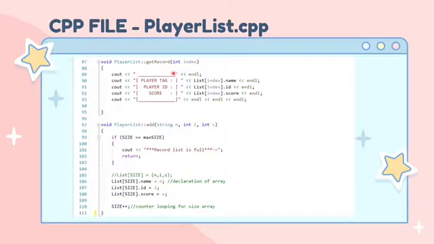This get record function is used to display the player's tag, player's ID, and scores of the players that we have searched in the search function just now. And then this is the definition of the add function. It is used to add a new player's record in the array.